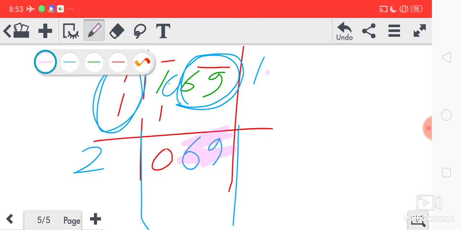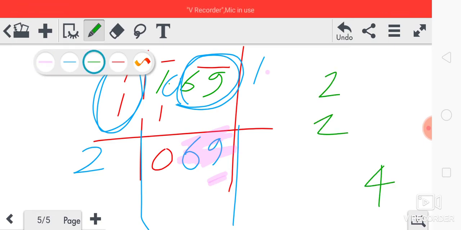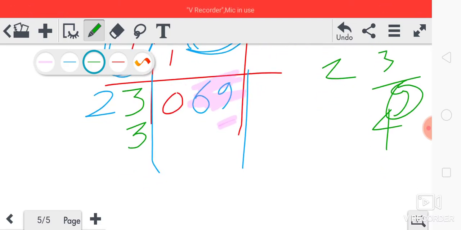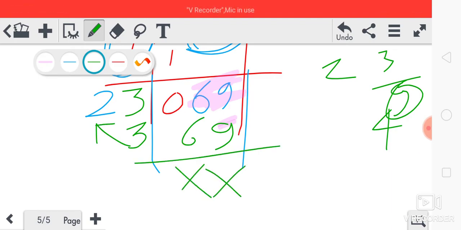Okay, so which number should we take? The last digit is 9. So which number gives 9 by multiplying the same number? Suppose we take 2, so 2 2s are 4, the last digit comes 4. If we take 3, 3 3s are 9, the last digit comes 9. So we can try here 3. So 3 we are taking, then again we'll take here 3. Now this 3 we are taking, so at the right side also we'll take 3. Okay, now 3 3s are 9, and again this 3 2s are 6, 69 we are getting, so it got cancelled.